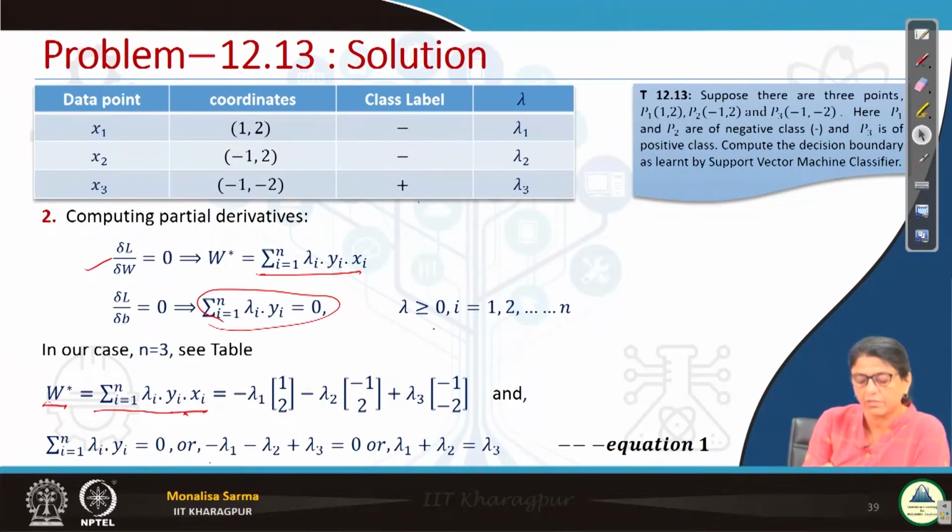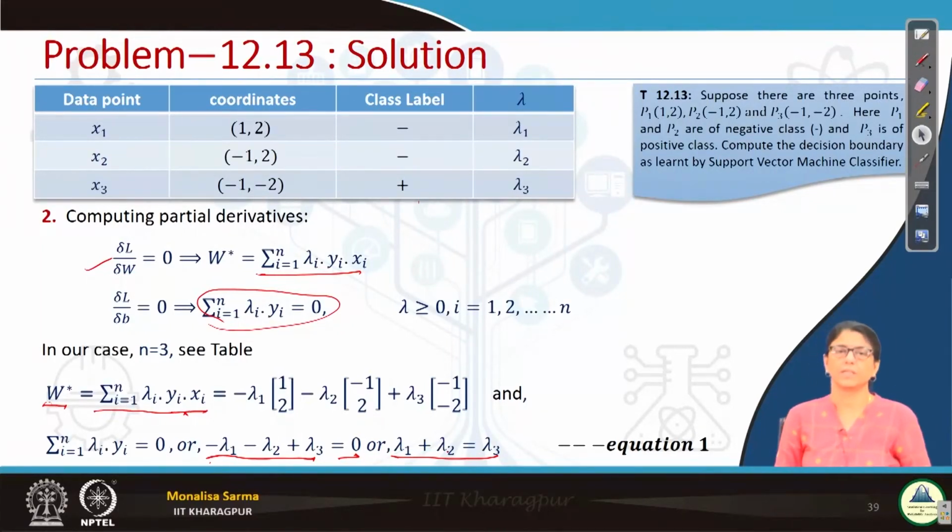equals 0, where lambda is greater than or equal to 0. So this is our lambda, equal to 0, and we will get this. So these are the 2 equations. We simply put them in the equation and solve, that's all.